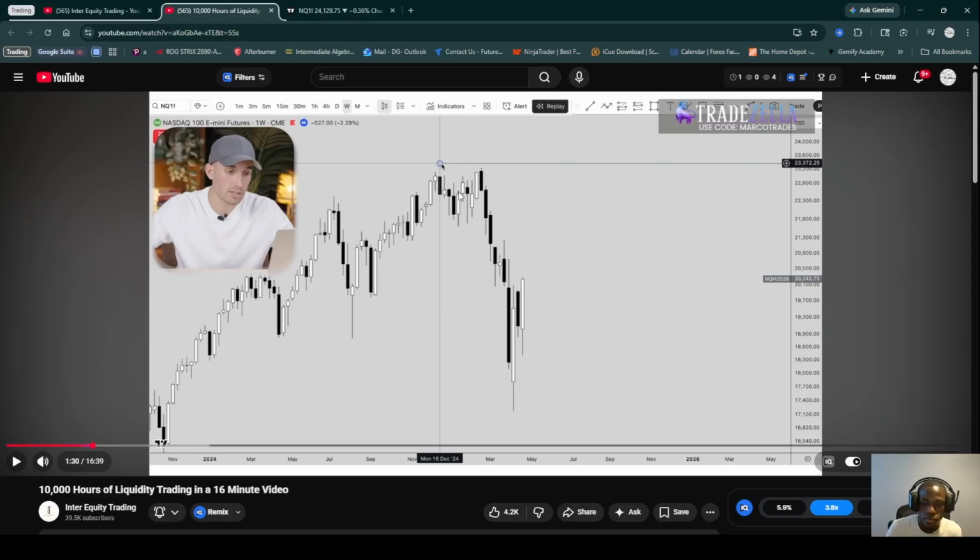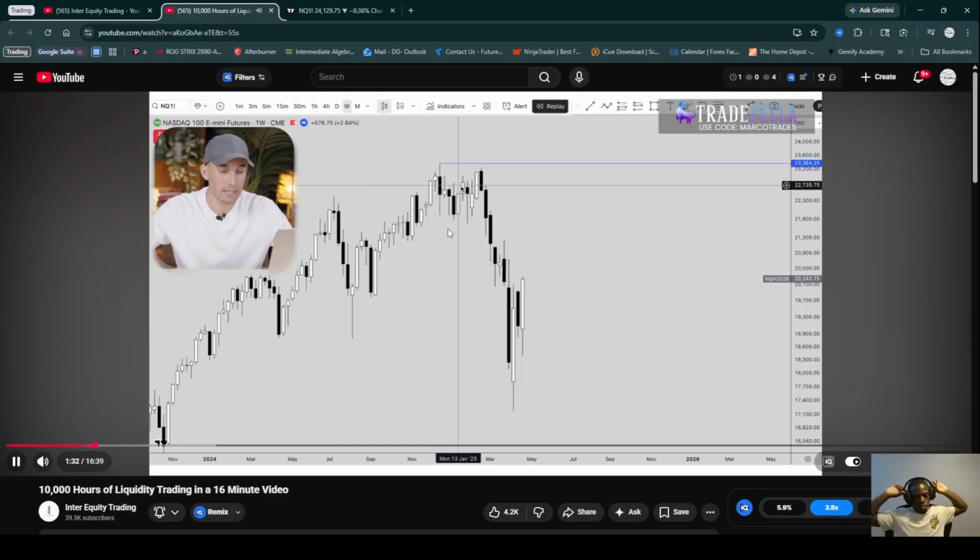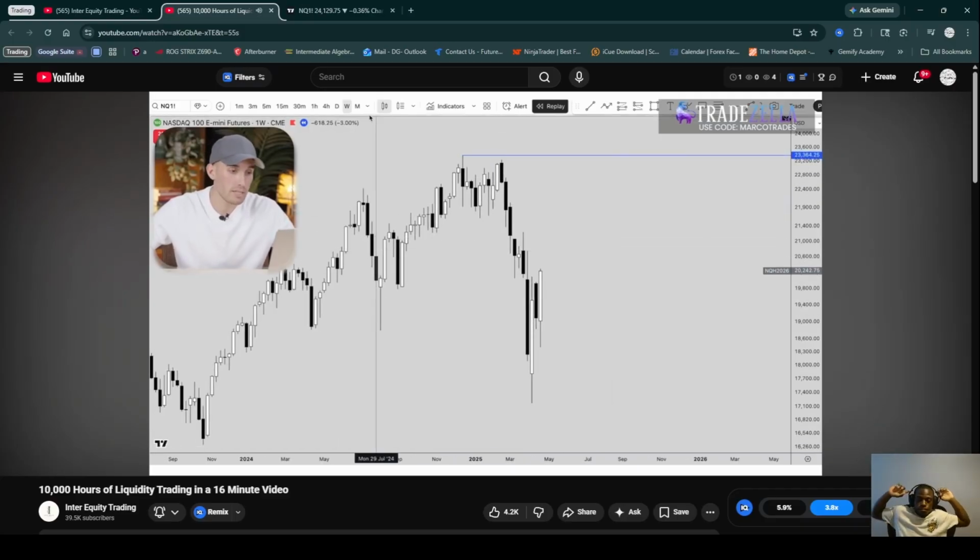So yeah, I just wanted to pause and explain what's happening. I plotted it on not because I'm predicting it, but because the market has literally communicated to us. And remember, this is the weekly time frame.